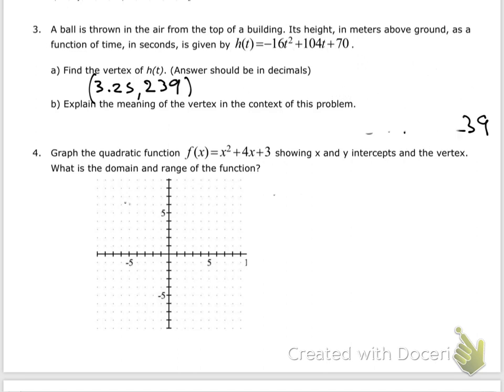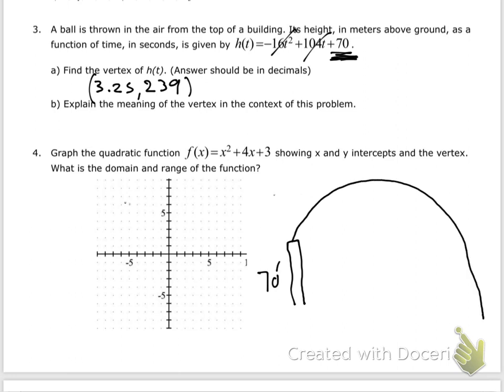Now what does that mean? Well, this means something like this. Imagine a building 70 feet tall. The reason why it's 70 is right here. In other words, at the start, when t equals 0, that's not there, that's not there. The height of the building is 70. I'm going to launch it, okay, like this.